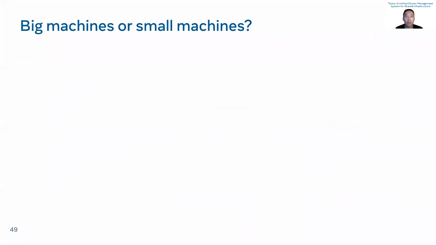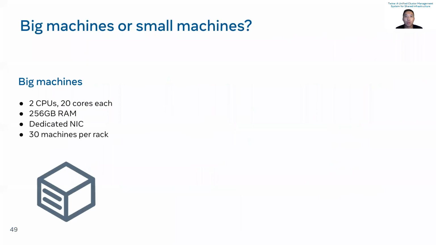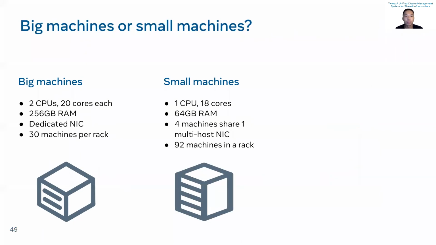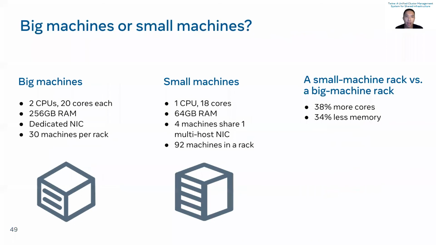To improve power efficiency, we have two options. We can use big machines and efficiently stack workloads together. However, if we don't stack well, we end up wasting power. As another option, we can use more power efficient small machines with fewer resources. For a rack comparison, a small machine rack has 38% more cores and 34% less memory.